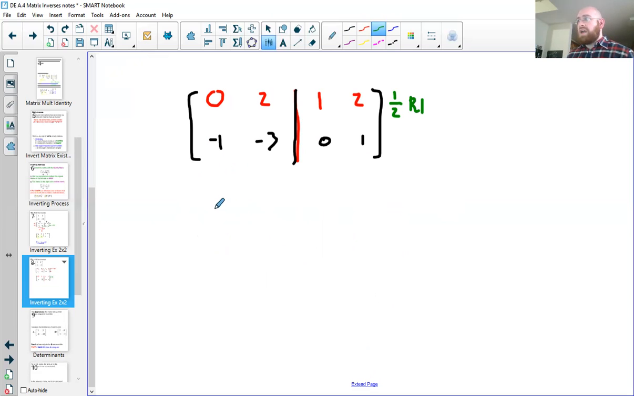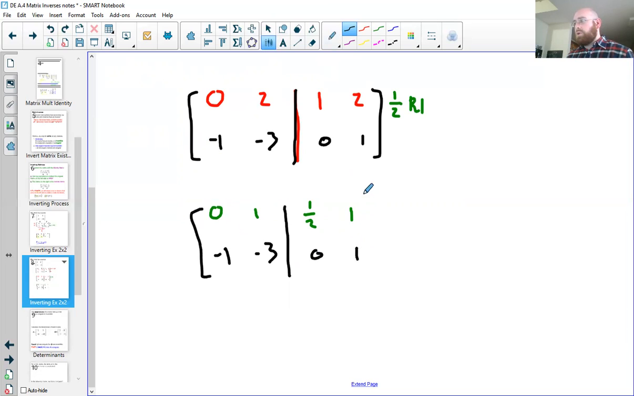So I'm going to divide 0 by 2. 2 divided by 2 is 1. 1 divided by 2 is 1/2. And 2 divided by 2 is 1. Now we'll fill in our second row. -1, -3, 0, 1.